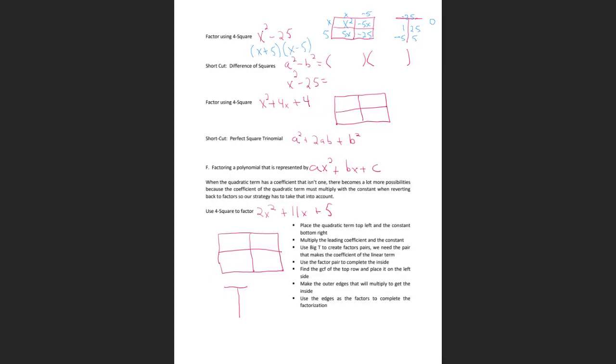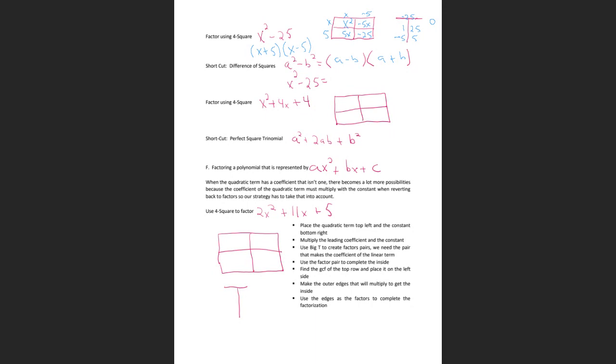Now, the shortcut also is a difference of squares. Notice how if you have a perfect square minus a perfect square, it's going to factor into the form a minus b times a plus b. So notice how it's the same piece here and here, and the same piece here and here.